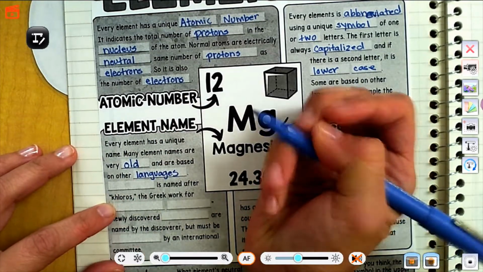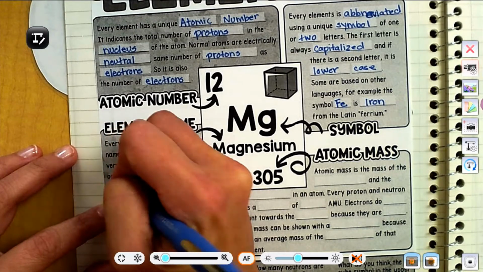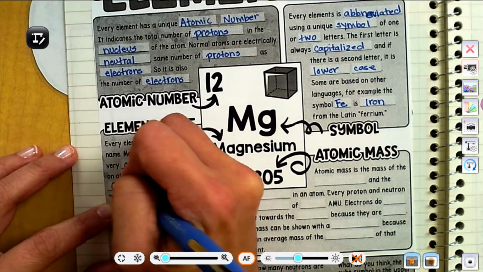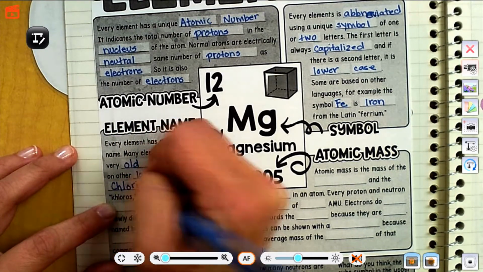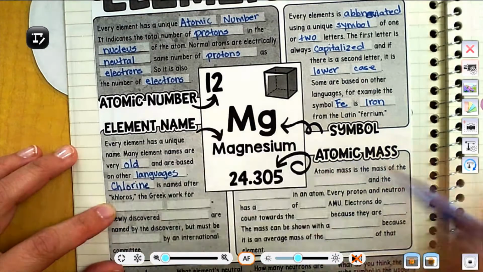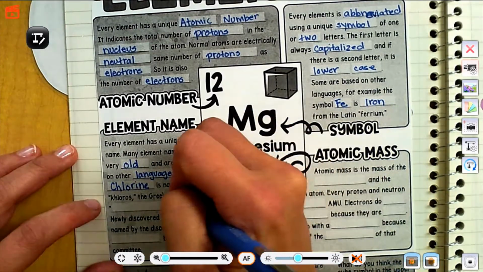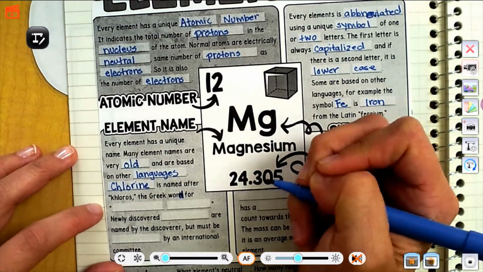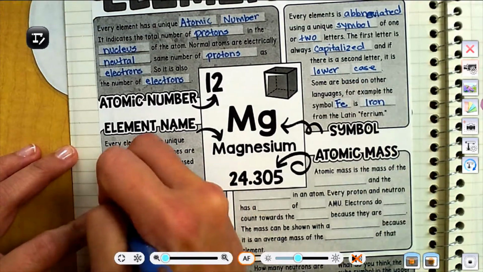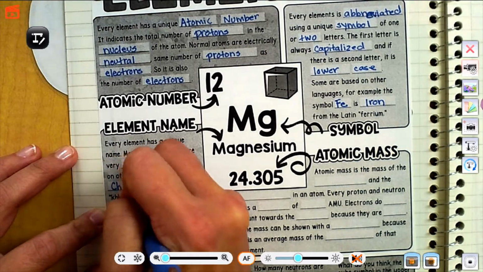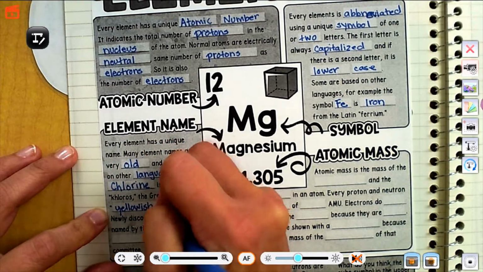For example, chlorine, remember we talked about pools? Chlorine is named after chloros, the Greek word for yellowish green, which chlorine is: yellowish green.